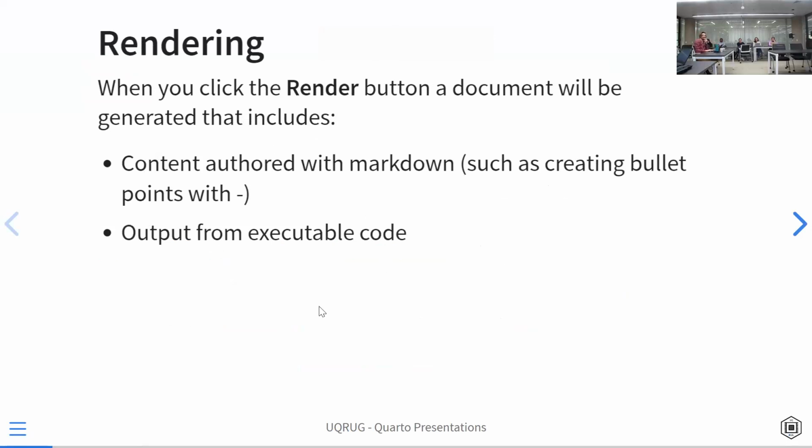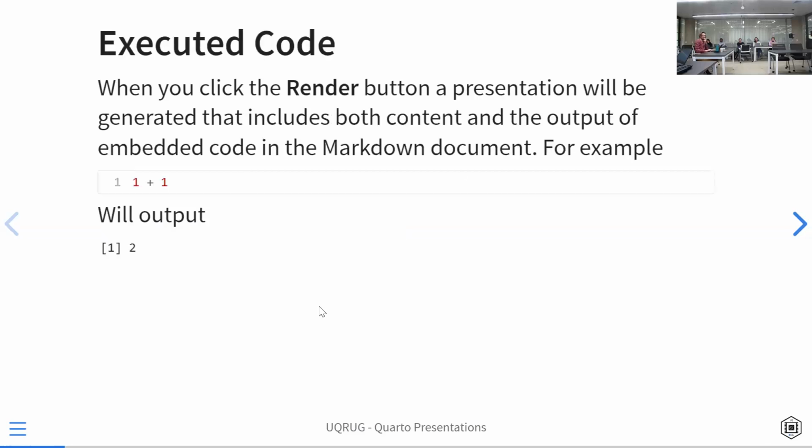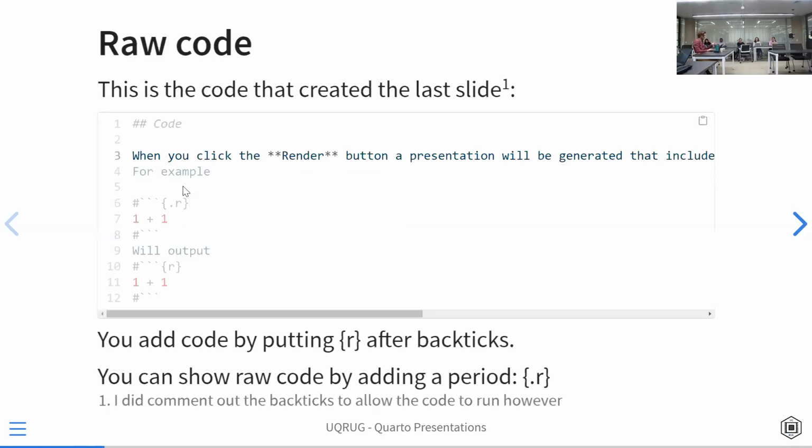All right, now we're going to get quite meta, where the slides are going to be self-referential and talk about themselves. When you click the render button, if you've put in the markdown 1+1, it will give you an output of 2. You can also show the code that creates the code as well. So this is the code from the last slide. When you click the render button, it'll generate the thing. And this is the code that made that last slide.